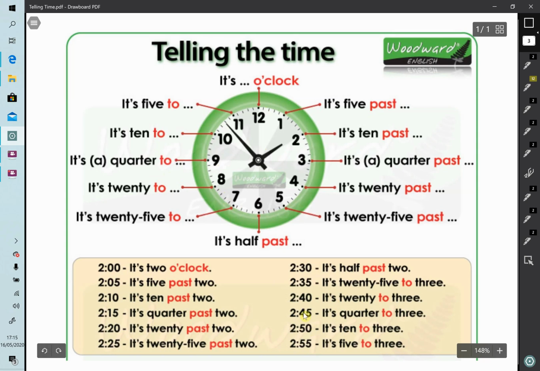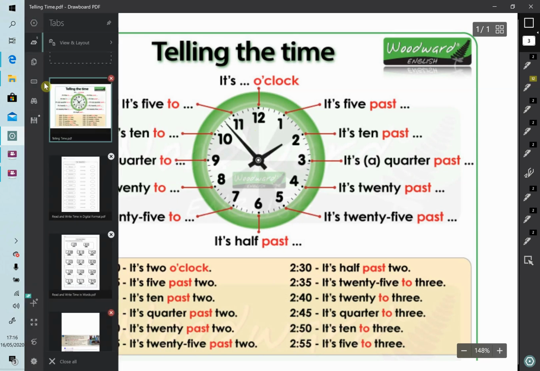Over here I have an example. So that means that there are 20 minutes until it will be 3 o'clock. So when we're talking about minutes between the 12 and the 6, we use the word past. For example, if I think of this one, it's 5 past 2. But if I consider the minutes from the 6 to the 12 after the half past, we use the word to. How many minutes to whatever o'clock it is?